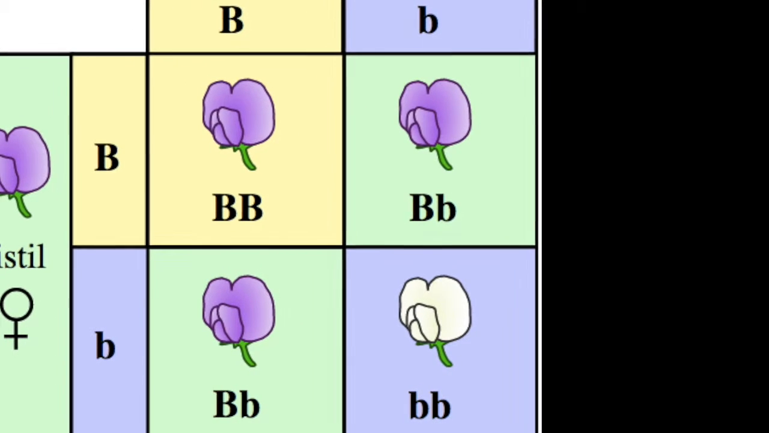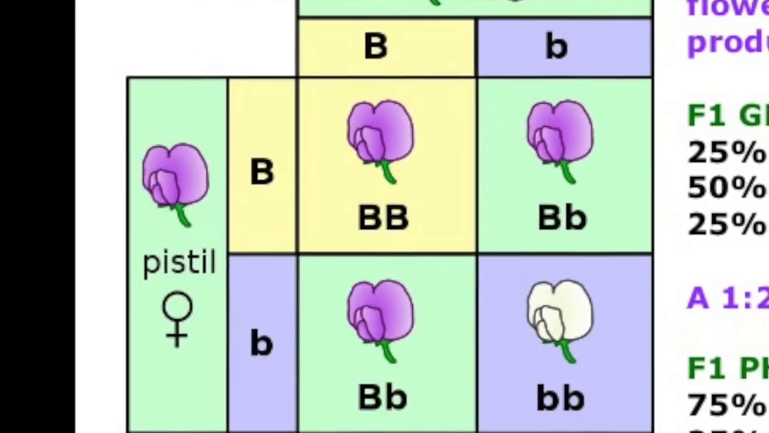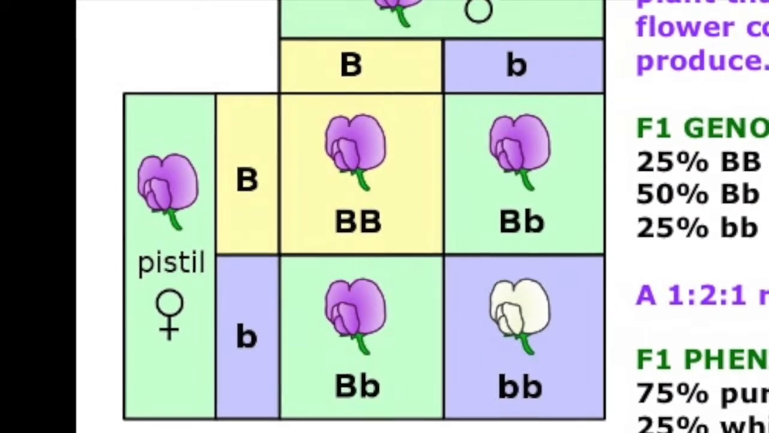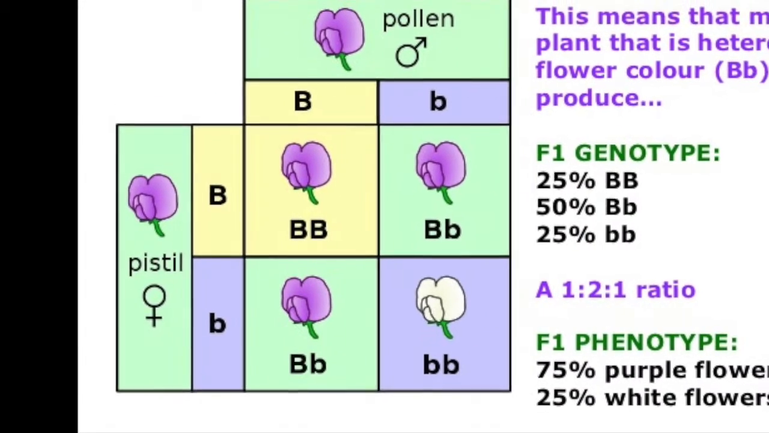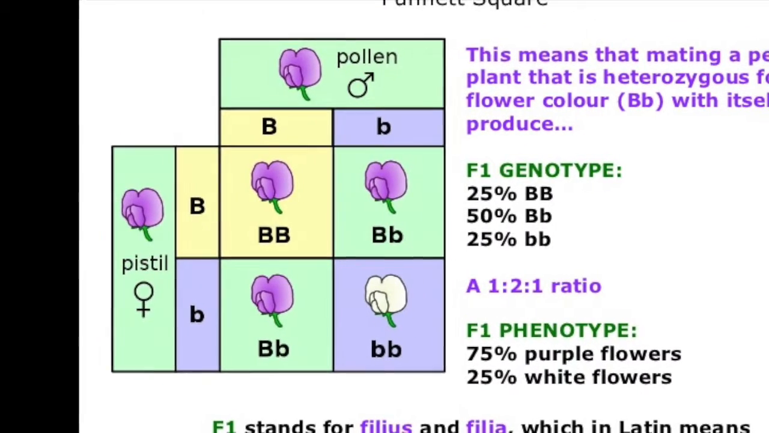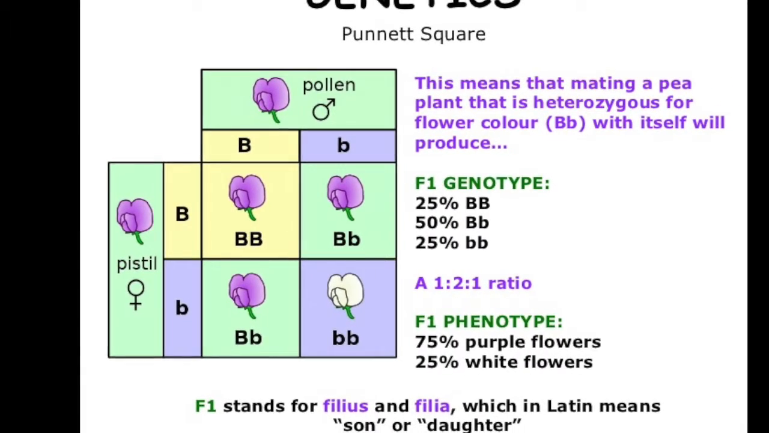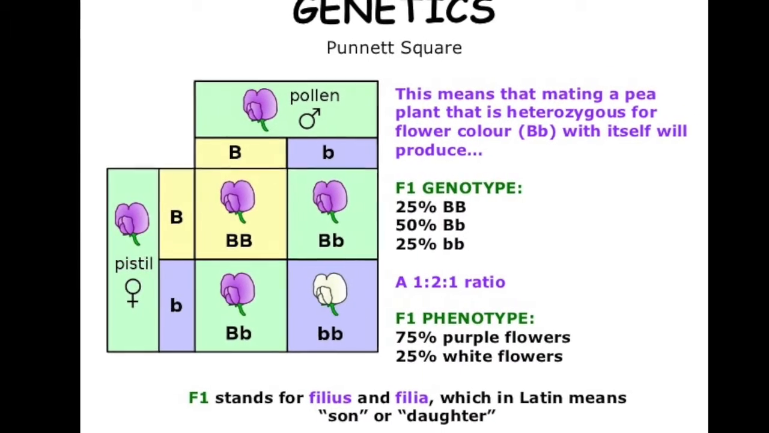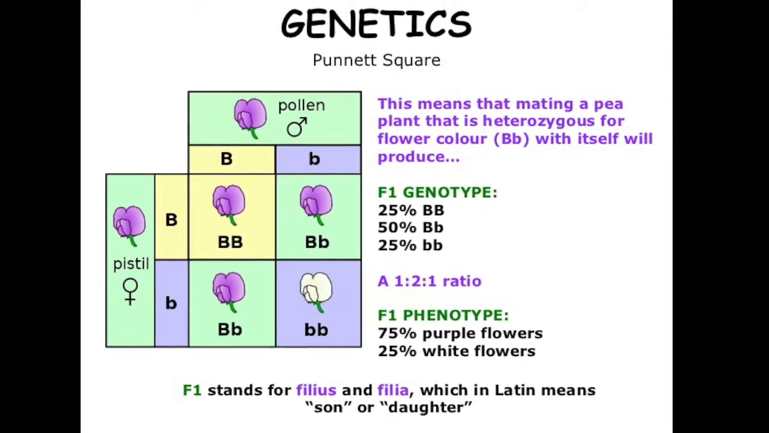The Punnett square of a cross between 2 heterozygous purple flowers. Heterozygous means that it has one dominant factor and one recessive factor. The Punnett square of a cross between 2 purple flowers with factors capital B and lowercase b, or a heterozygous purple flower. A Punnett square can be used to calculate what percentage of offspring will have a certain trait.